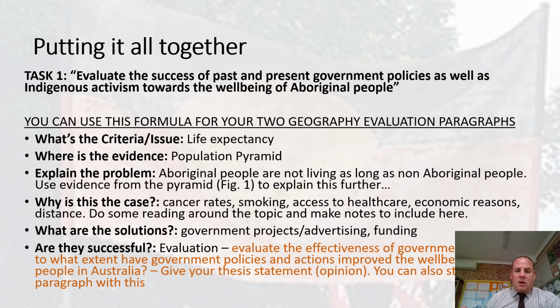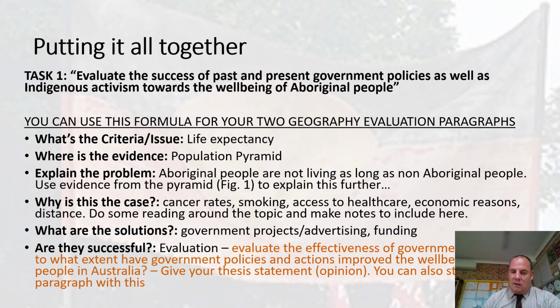So what's the critical issue? So we're talking about life expectancy. Where's the evidence? That population pyramid. Explain the problem. Aboriginal people are not living as long as non-Aboriginal people. Use the evidence from the pyramid to explain that further. Literally, explicit data from the pyramid.